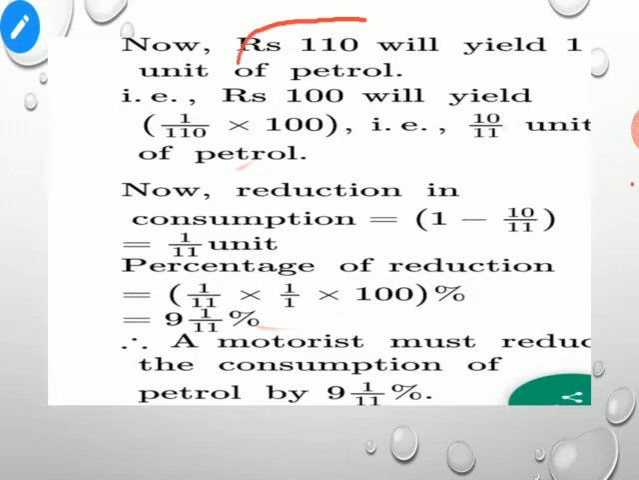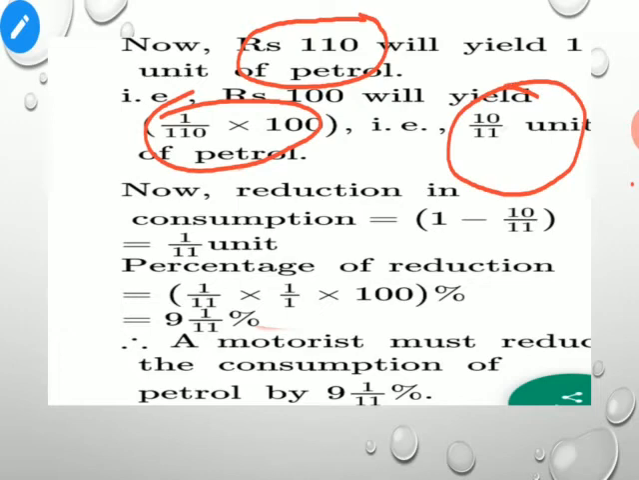Now because of the increase in the price of petrol, for 1 unit of petrol he has to spend rupees 110. So rupees 100 will give him how much petrol? It will be 1 upon 110 multiplied by rupees 100. So it will be 10 upon 11 unit. So now with 100 rupees he will get 10 upon 11 unit of petrol.